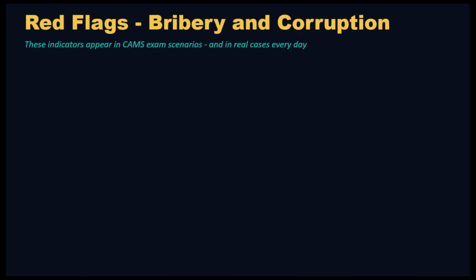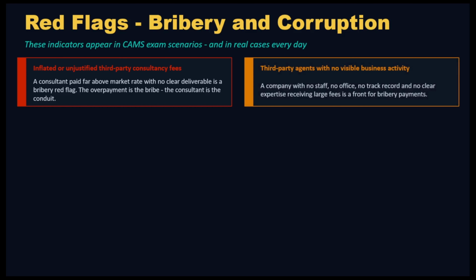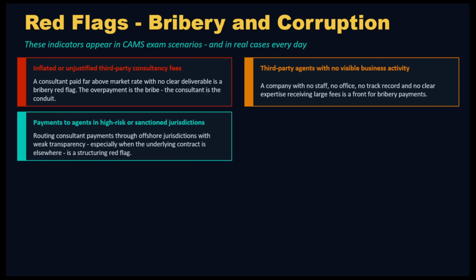Second, third-party agents with no visible business activity: no staff, no office, no track record, no company clarity, and no clear expertise in the domain of the contracts they are supposedly advising on. Third, payments to agents in offshore or high-risk jurisdictions with no commercial connection to the underlying transactions. If the contract is in Nigeria and the consultancy fees go to a shell company in the BVI, the British Virgin Islands, that routing has no legitimate commercial explanation.